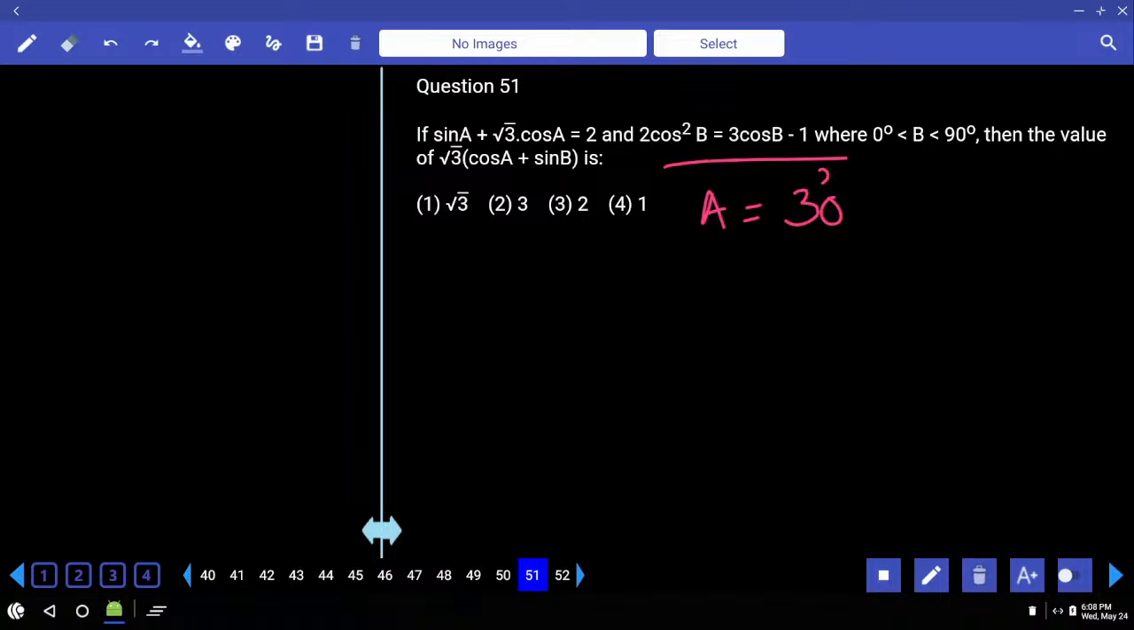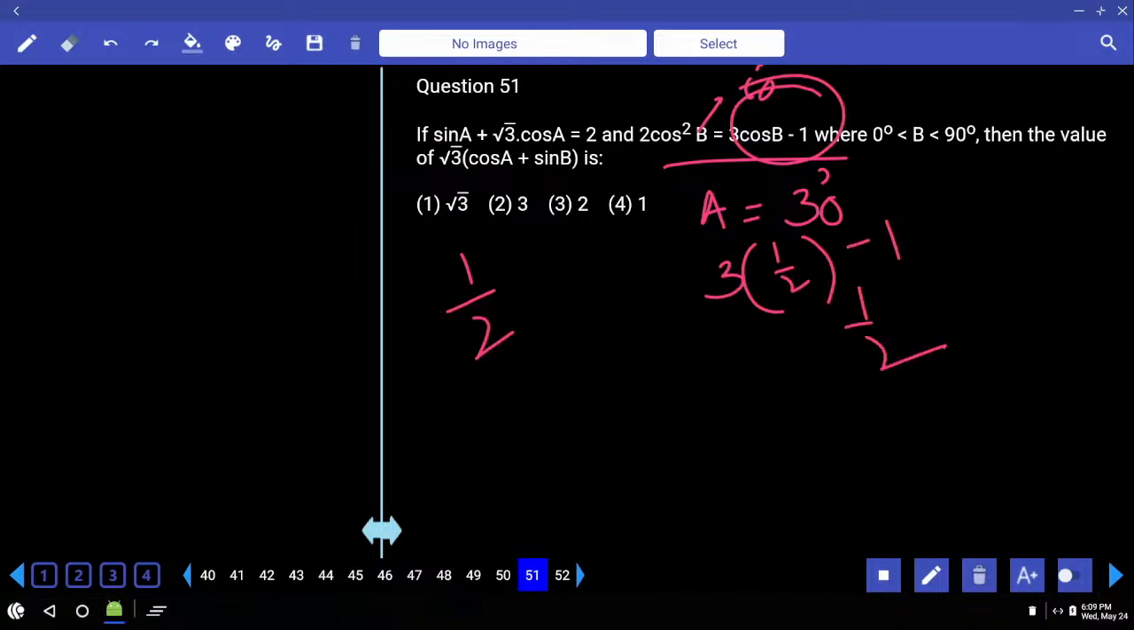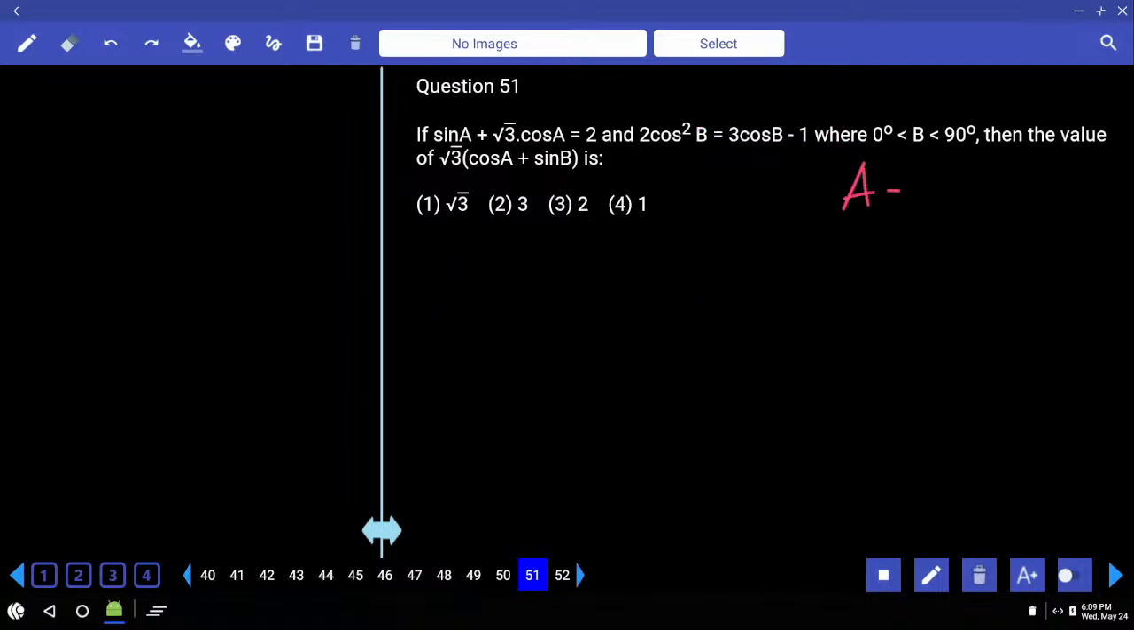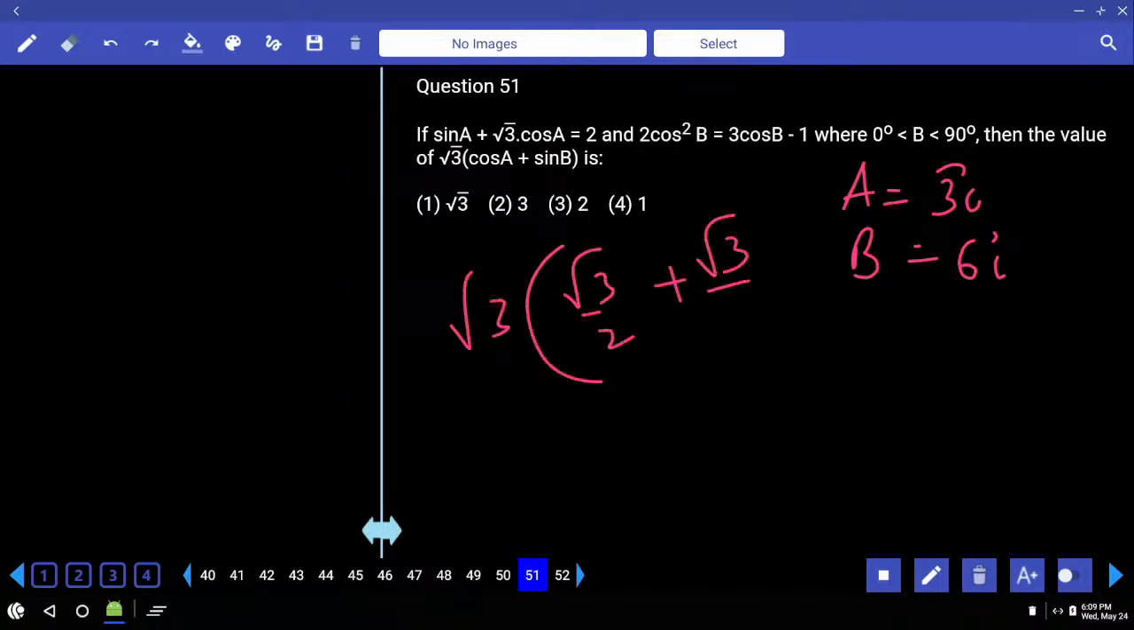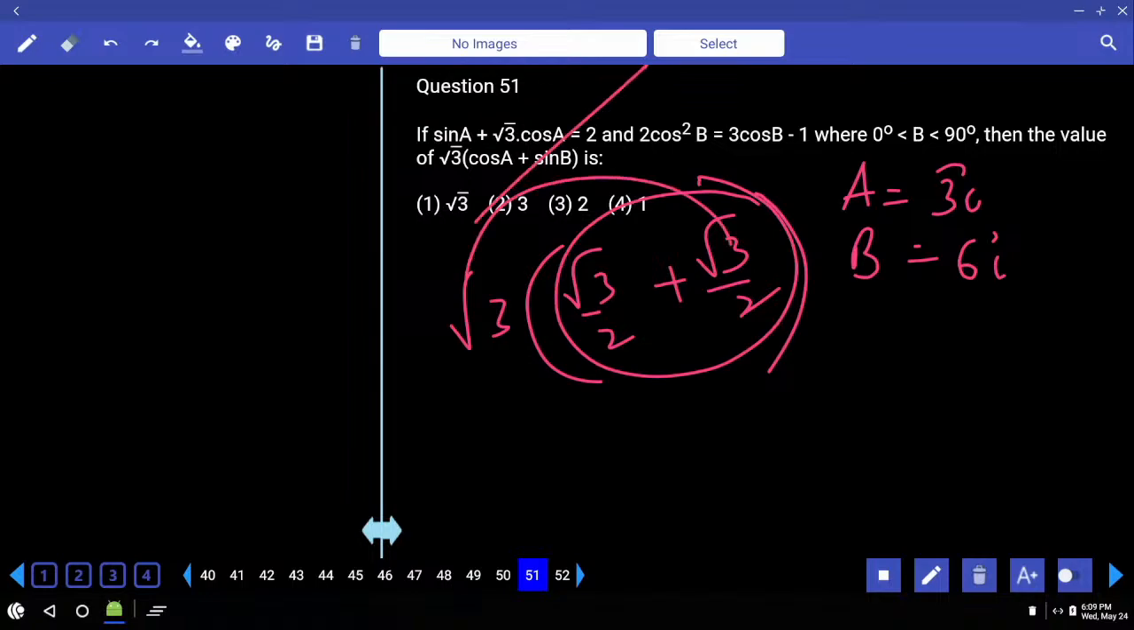What about B? If it is 60, cos 60 is 1 by 2, 1 by 2 whole square is 1 by 4, 2 into 1 by 4 gives 1 by 2. And 3 into 1 by 2 minus 1 is also 1 by 2. Therefore B is equal to 60. A is 30, B is 60. Therefore the answer will be root 3 into cos 30, which is root 3 by 2, plus sin 60, which is also root 3 by 2. That is 2 root 3 by 2, that is root 3. Option 2.